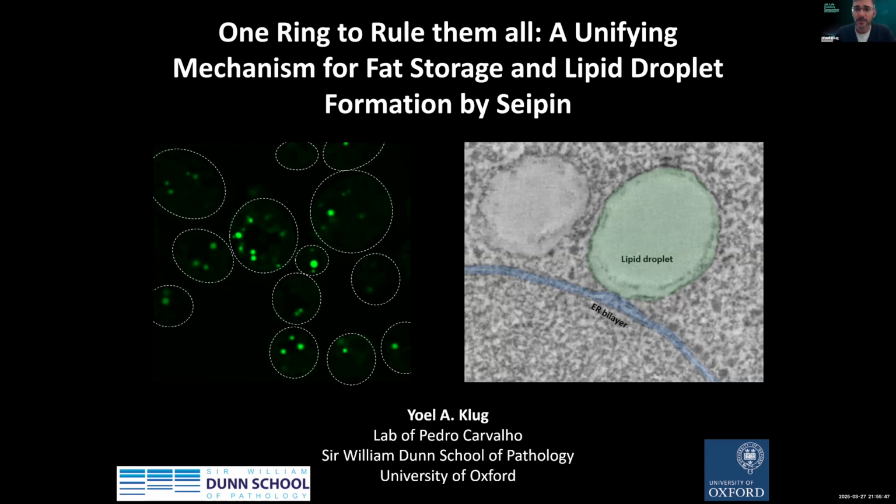Before I talk about seipin, which I'll talk a lot about today, I'll talk first about lipid droplets. Lipid droplets are basically the dedicated organelle for energy storage in the cell, and they store energy in the form of neutral lipids or fat, mainly triglycerides. They're also really important for energy homeostasis and for buffering lipotoxicity. You can see here on the left some nice yeast cells with their lipid droplets staining green, and yeast is the organism I work on.